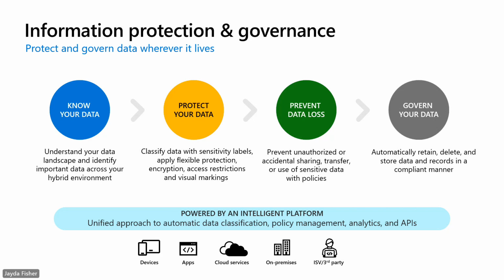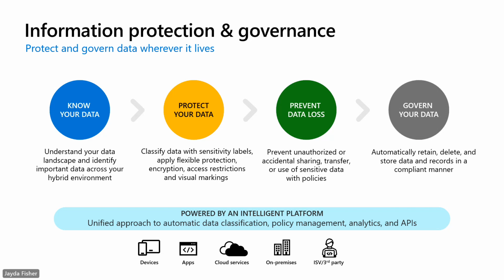So when we talk about information protection and governance, it includes those 4 steps that I mentioned earlier. Know your data, protect your data, prevent data loss, and govern your data. Knowing your data means understanding what data you have, where it's located, and who has access to it, and how those individuals are using the data. So once you understand your data estate, you can then leverage a unified approach to classify information and enforce policy. For example, you can build your own classifiers to identify company-specific sensitive information.